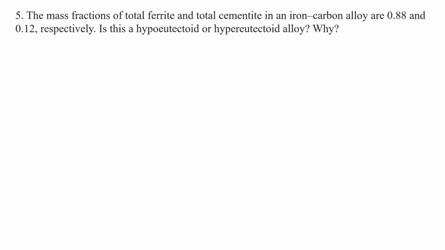We have been asked what is the mass fraction of total ferrite and total cementite in an iron-carbon alloy. These mass fractions are given. We have been asked, is it a hypoeutectoid or hypereutectoid alloy? To know that, we have to know the original composition of the alloy that we're considering. If it lies below 0.76, we can tell it is hypo, or if it is more than 0.76, it has to be hyper, right?